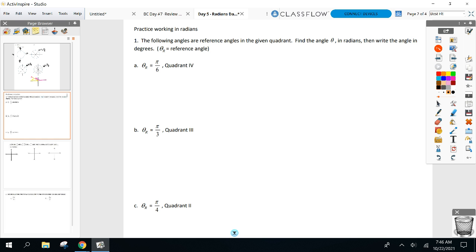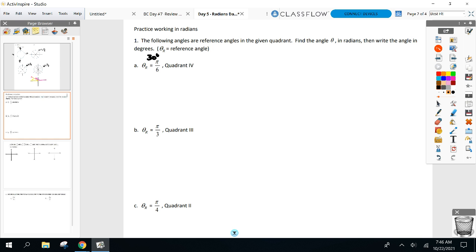So my reference angle is pi over 6, and it's in quadrant 4. Ready? Pi over 6. If you've got to flip back, let's start. You do it. Everybody do it. Don't just rely on a couple of classmates here. Pi over 6. What is that in degrees? 30 degrees. If you want to make a little note, it's 30.